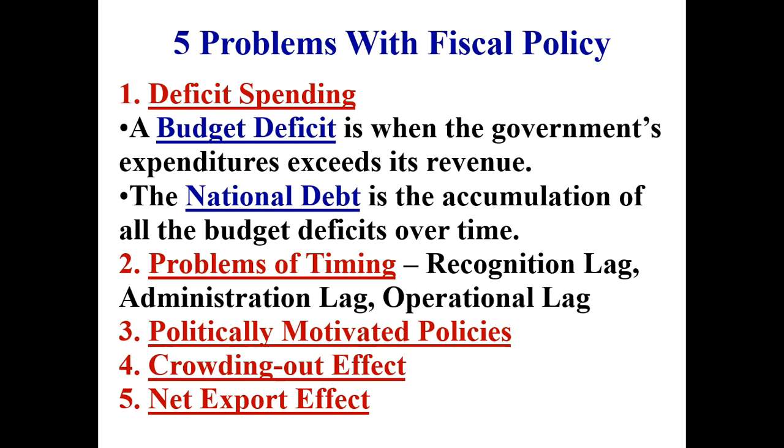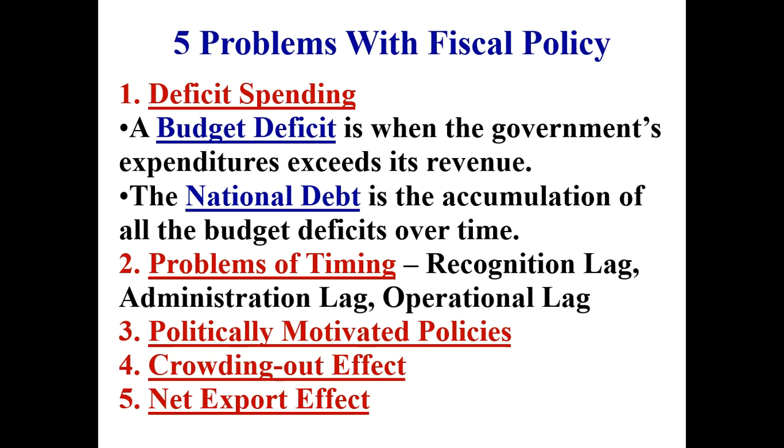Number 3 is politically motivated policies. When the economy is good, the smart thing for politicians to do is to raise taxes and cut spending and save money for a rainy day, but that's not politically popular. And so politically motivated policies are a problem with fiscal policy, because the right move economically isn't always what's politically popular, and politicians want to be popular and get elected. And oftentimes, politicians will do the wrong thing to get reelected, even if it's not the economically smart thing to do. Another one is the crowding out effect.